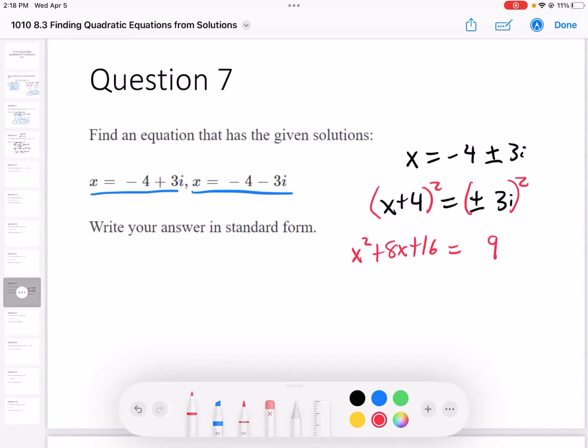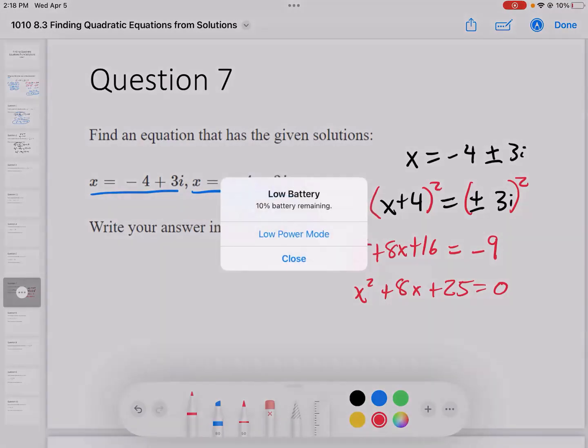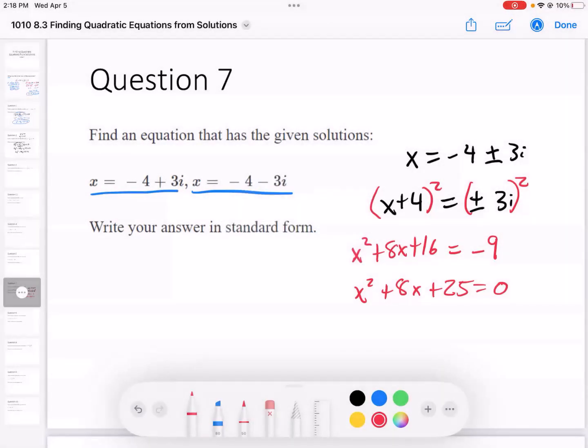-1. So if I have a positive 9 times a -1, that will ultimately give me a -9. Everybody good with that? Okay, so this is my equation, and to have it in standard form, I just need to have it equal 0. So I'll add 9 to the other side. And that would give me 8x squared plus 8x plus 25 equals 0. And that would be my final answer. Any questions on that?